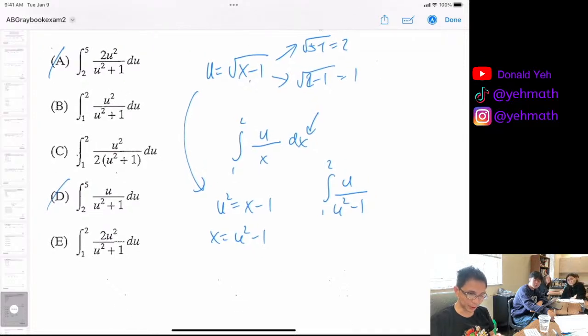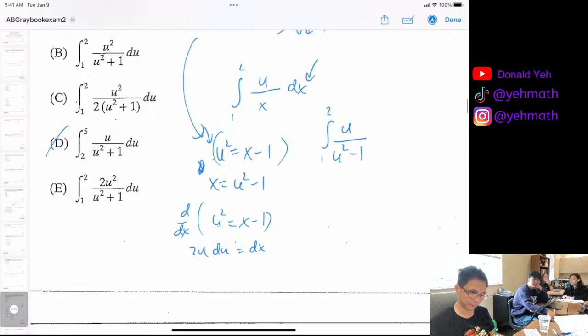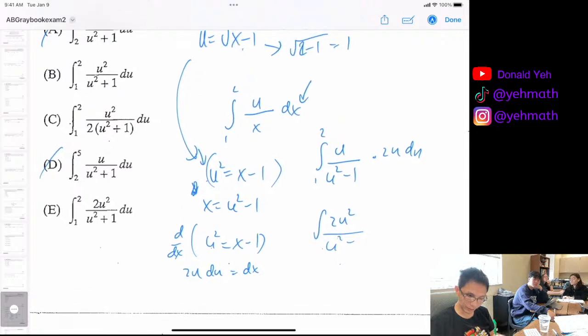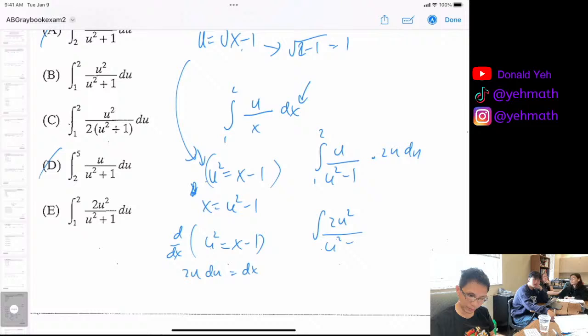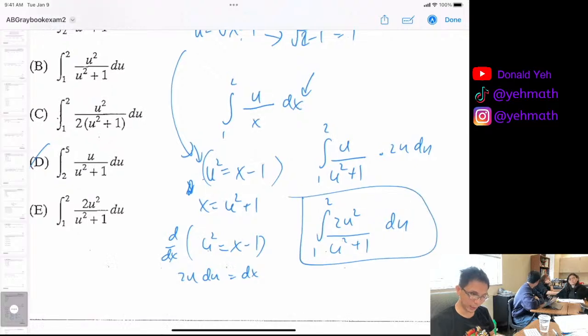You're going to take a derivative. So that's taking the derivative of u squared equals x minus 1. If I take d/dx, it's going to be 2u du equals dx. So dx is going to be 2u du. So it'll be 2u squared over u squared plus 1 du between 1 to 2. And the answer is this one, E.